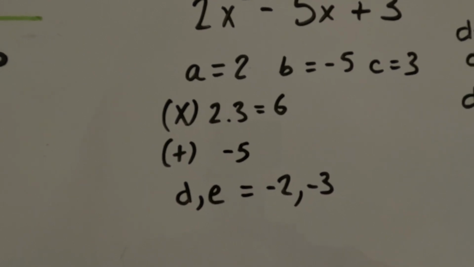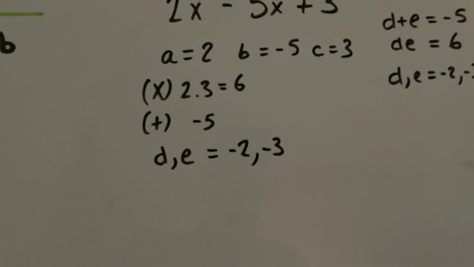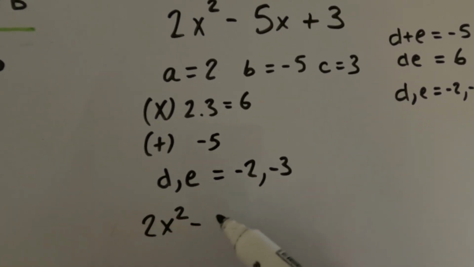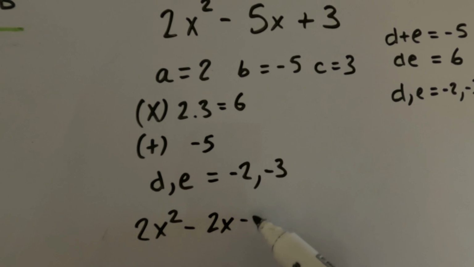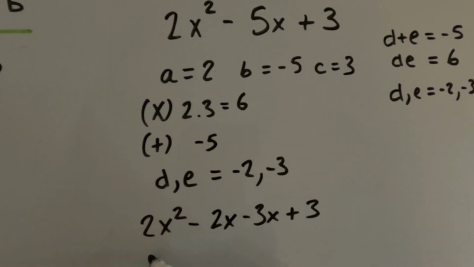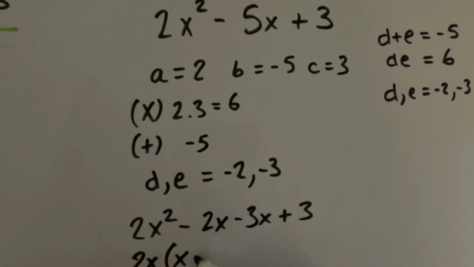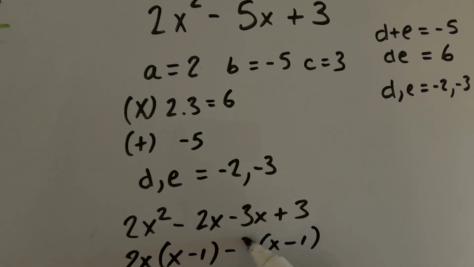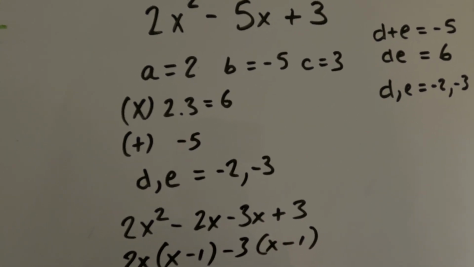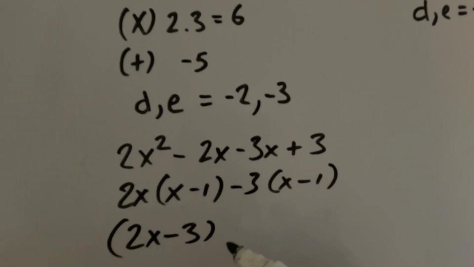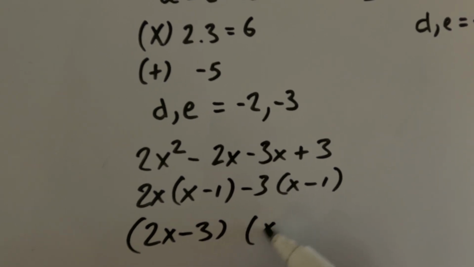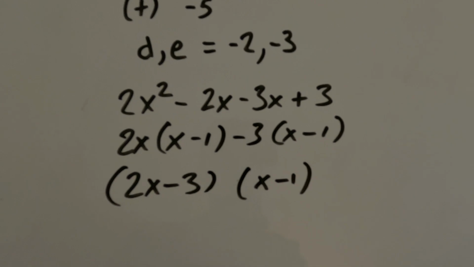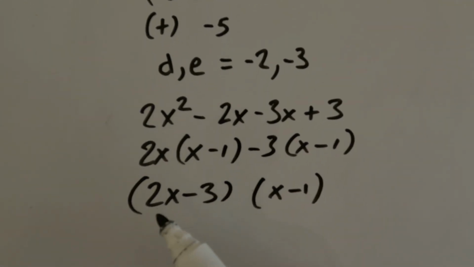Right. And then let's start factorising this. So we get 2x squared minus 2x minus 3x plus 3, 2x, x minus 1, 2x minus 3, so that's factorised.